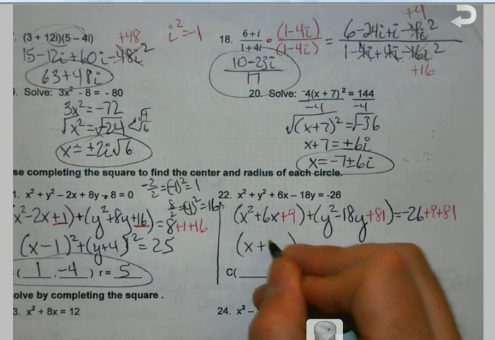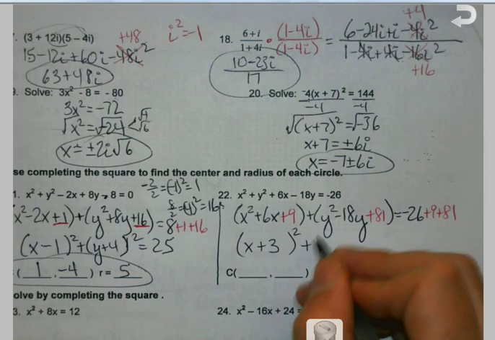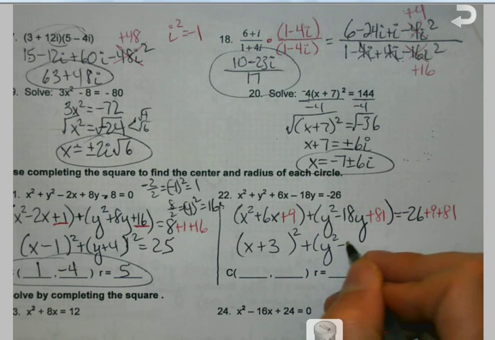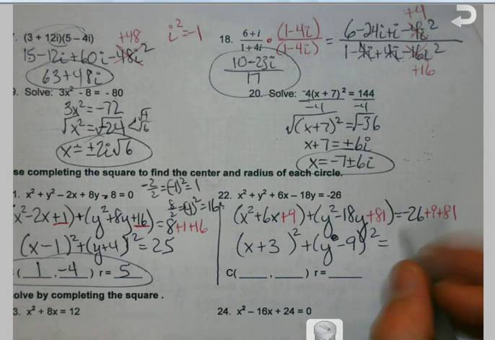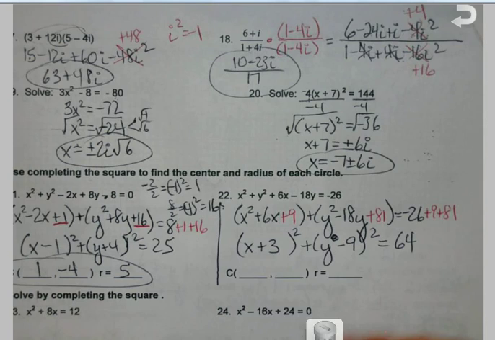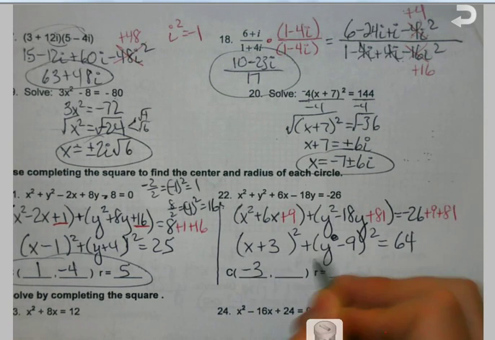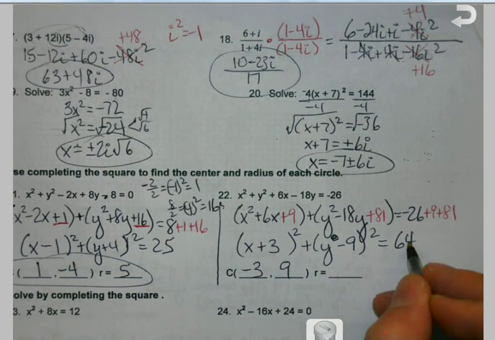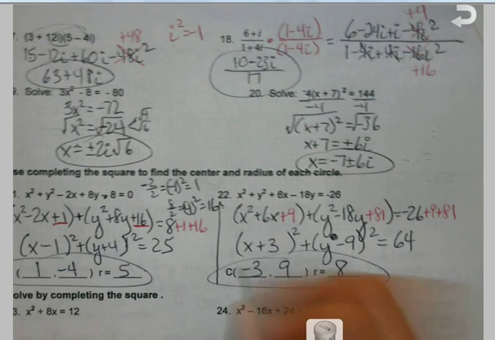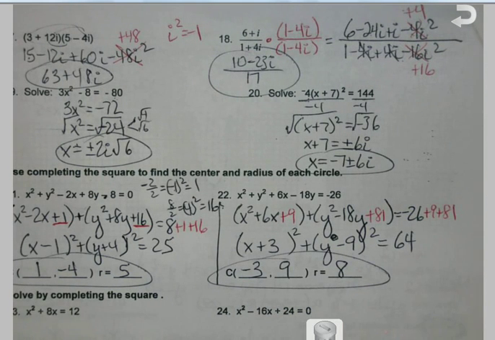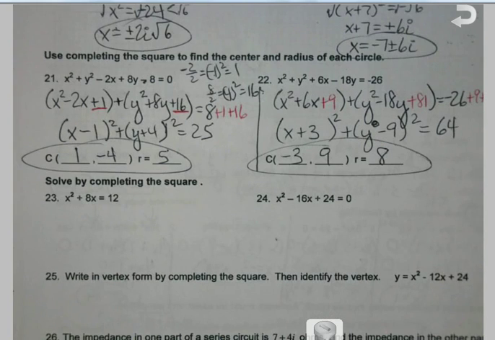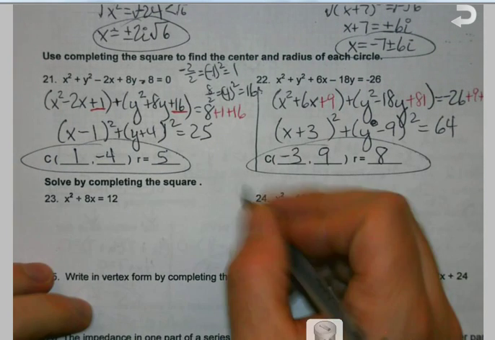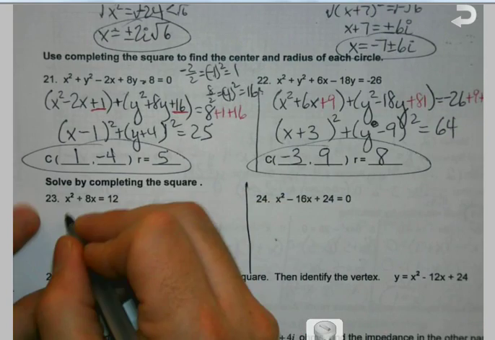Half of 6 is 3. Half of negative 18 is negative 9. And 90 minus 26 is 64. Switch my signs. Square root to get my radius. And I'm good there. And basically we're going to be doing the same thing when it comes down to 23 and 24, except we don't have to do it twice.